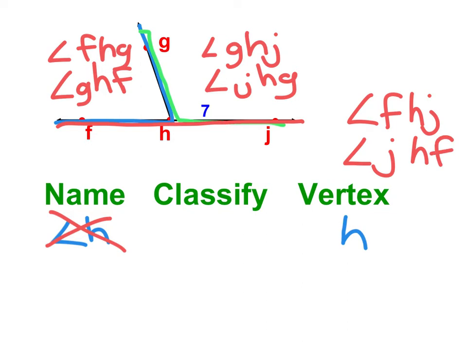Let's classify them real quickly. Classify the blue one. It is less than 90 degrees, so that blue one is called acute. Classify the green one. The green one is greater than 90 degrees. You can call that obtuse. If I say classify the red one, that is exactly 180 degrees. That would be a straight angle.